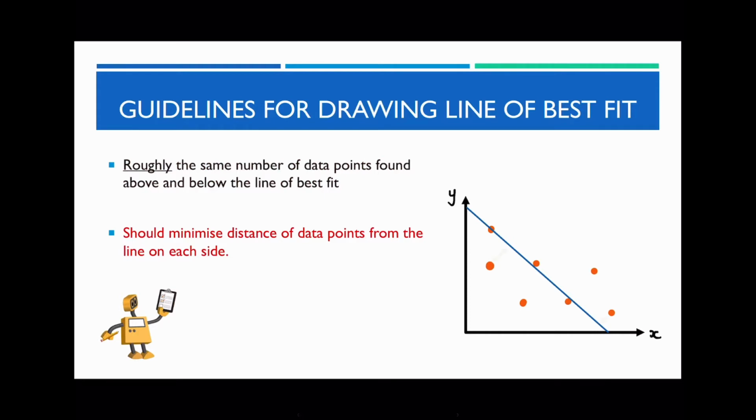So what does that mean? Notice over here, what I'm trying to do is ensure that each data value has a similar distance on each side. So the distance between this point over here balances the distance between this point. The distance between this point to the line of best fit is balanced from this distance over here. So that's what I mean by this.